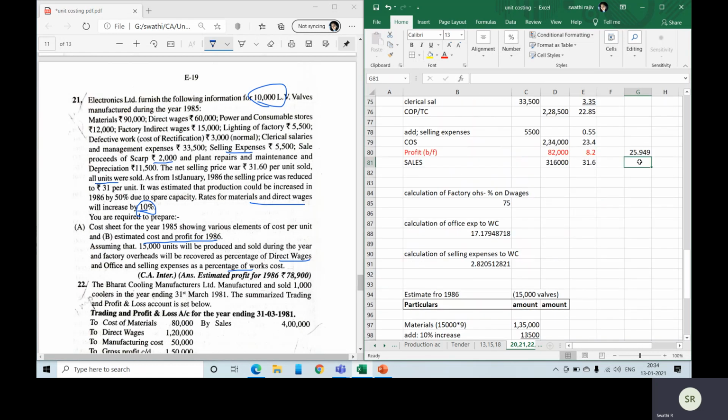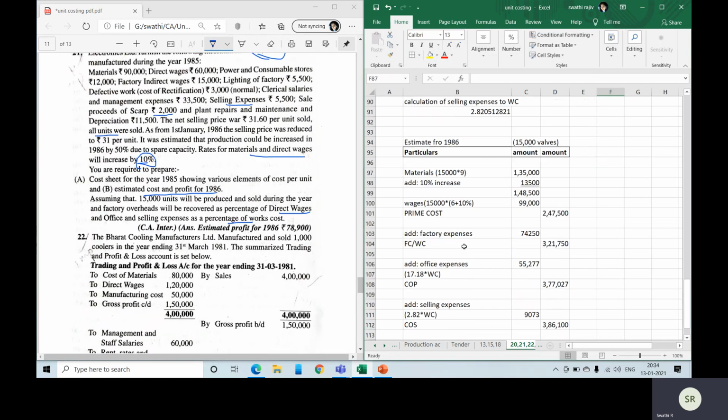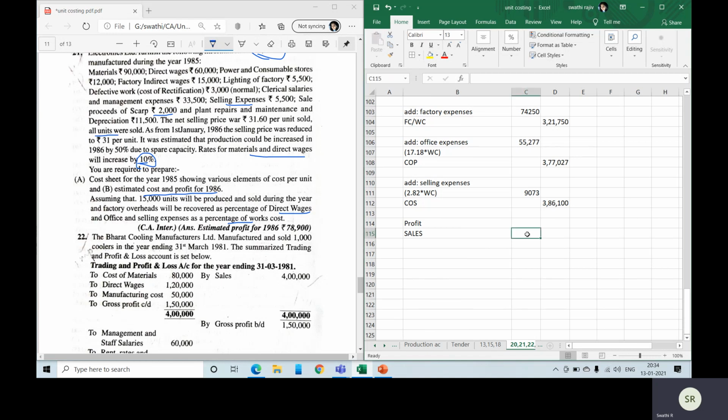But if you're not going to do this, you can do something else. Something is clearly given to us. Let's see. Selling price was reduced to 31 per unit. So selling price ultimately will be how much? 15,000 into 31. This also we can do, 5,65,000. So I think this makes it much easier. And it is equal to sales minus costs, which gives us 78,900. So estimated profit for the year is 78,900. This is what we were asked to find.